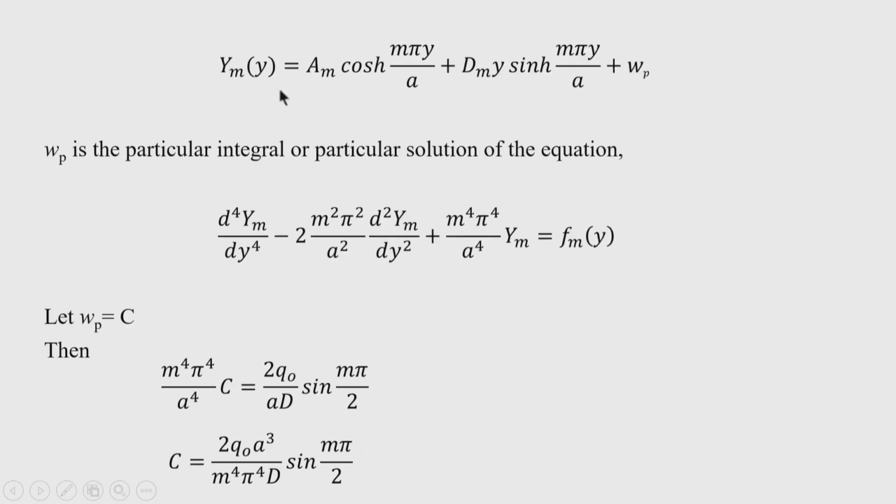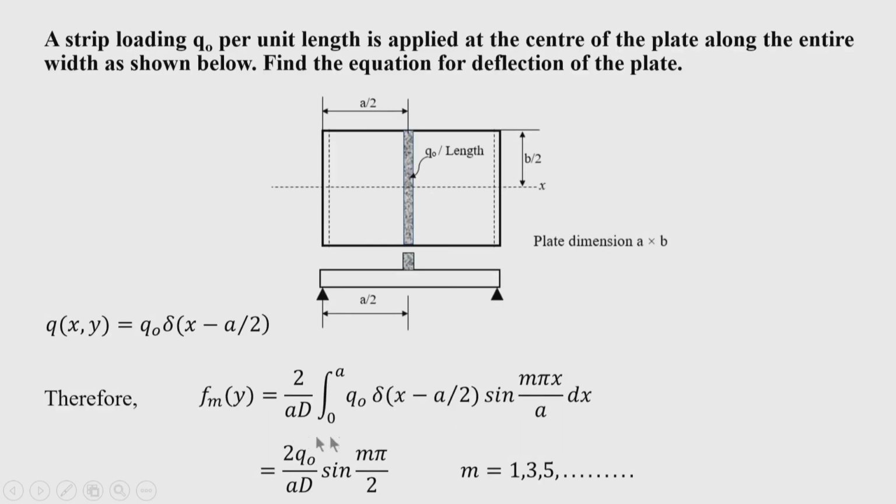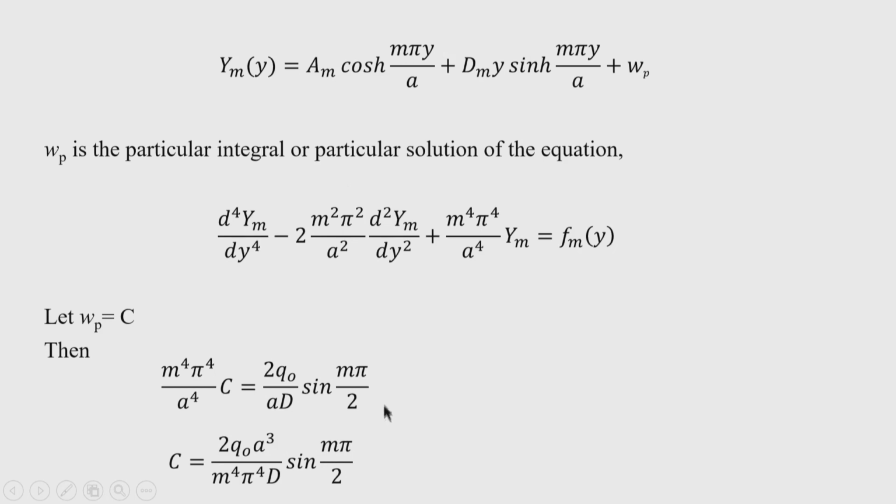So, I can now write this function as Y_m(y) = A_m cosh(m pi y / a) + B_m (m pi y / a) sinh(m pi y / a) + Y_p. Y_p is the particular integral or particular solution of the equation. Okay. Now, again here you can see the F_m(y) is a constant term which varies with m. Okay. So, therefore, I have assumed this particular integral is also constant. So, let W_p be c. Okay. After substituting this particular integral in this differential equation, we readily get the value of c.